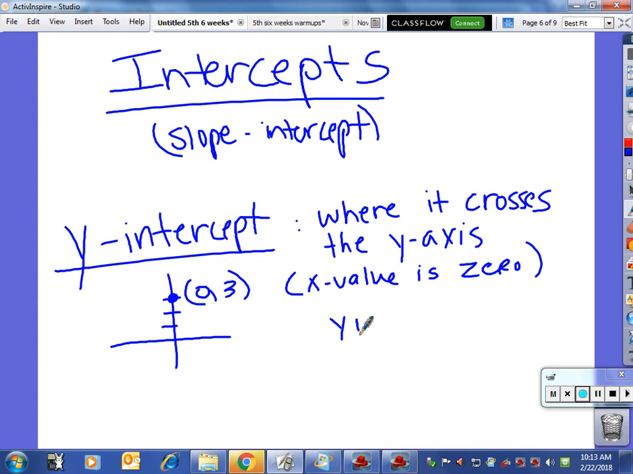So, for example, if I tell you I'm thinking of a graph that's got a y-intercept of -4, you should know what point that is. What point is that? (0, -4). That's something that you've got to know about intercepts.